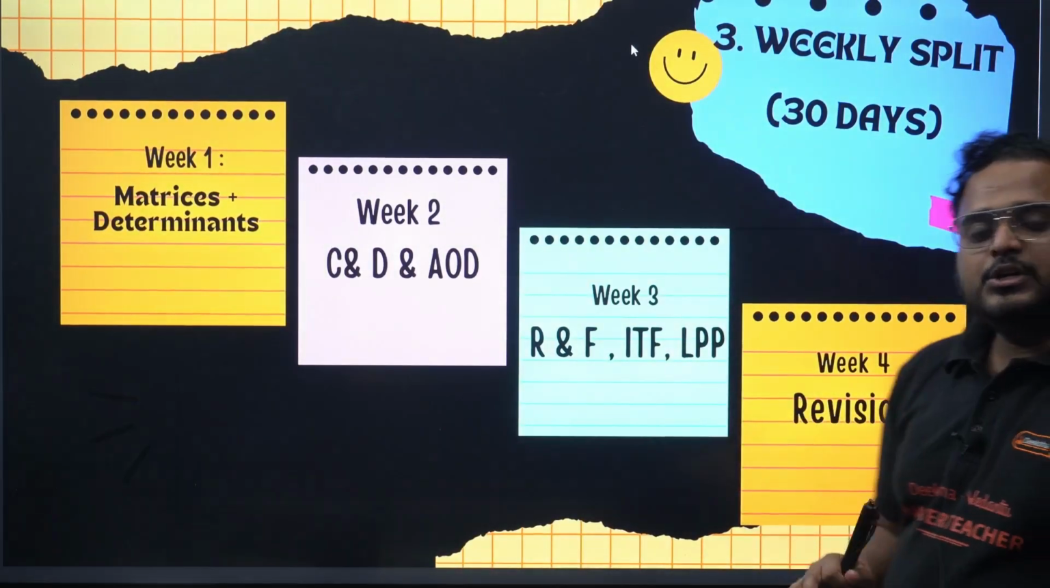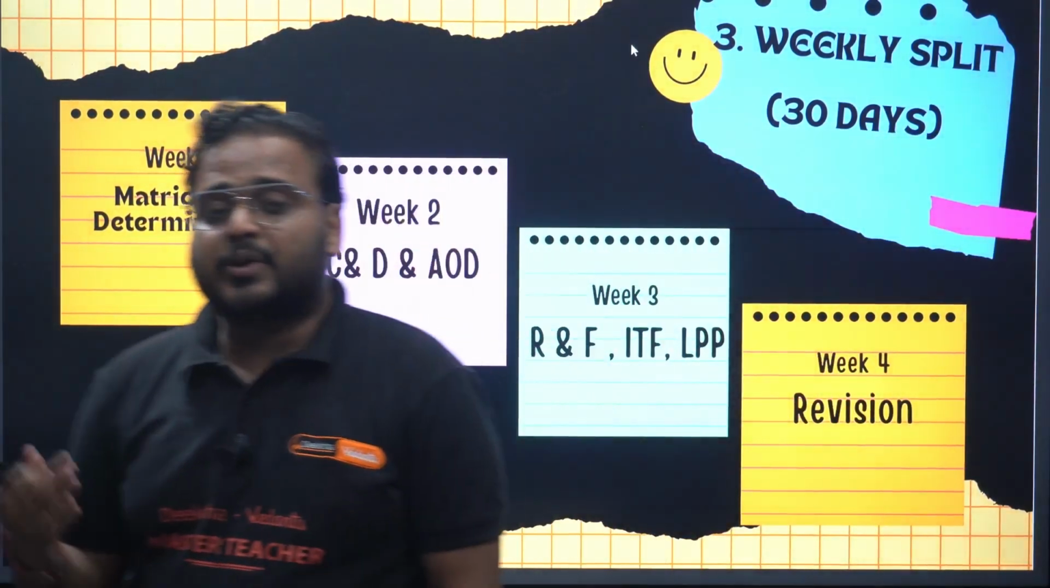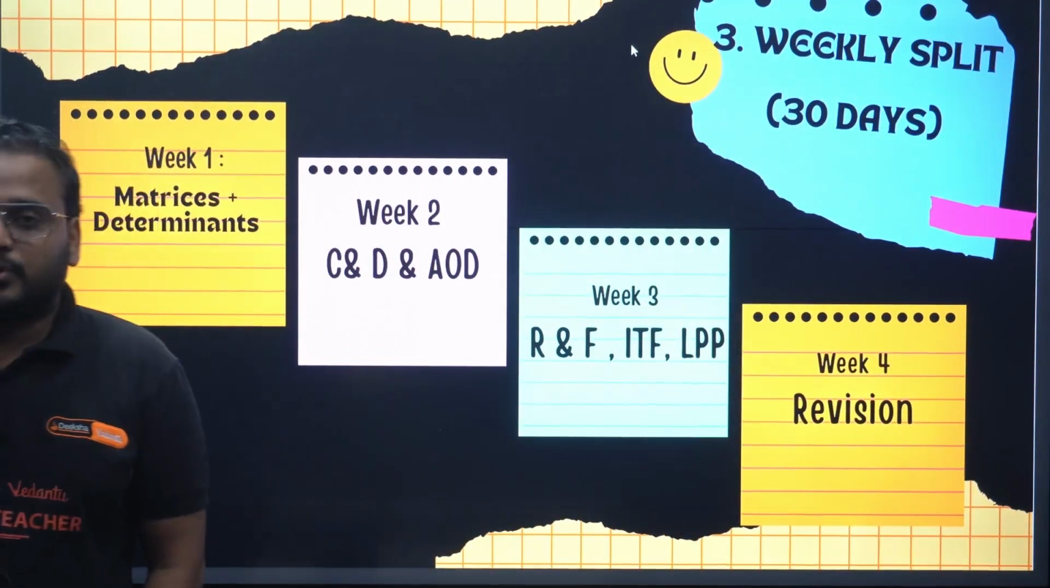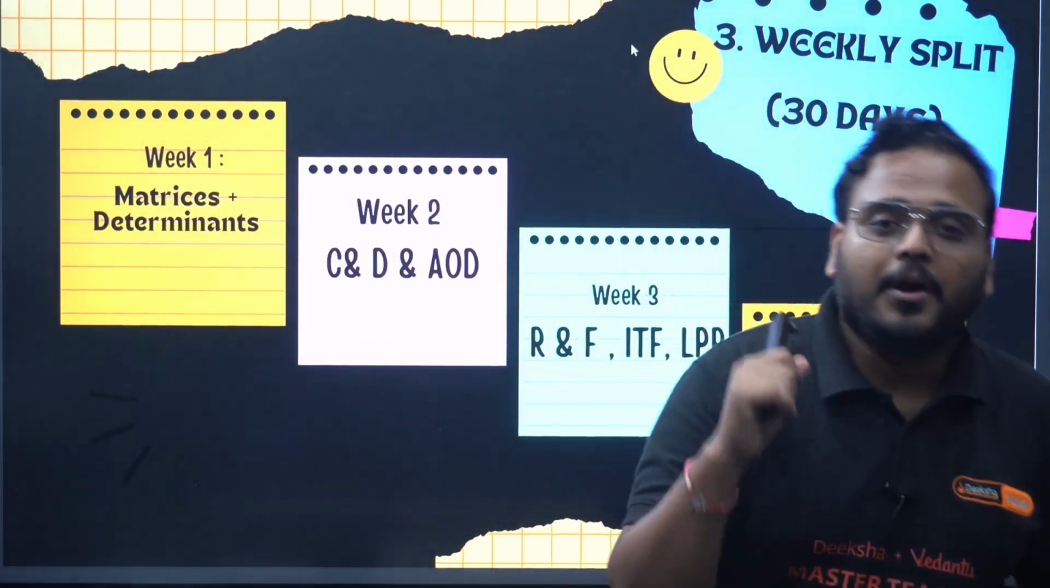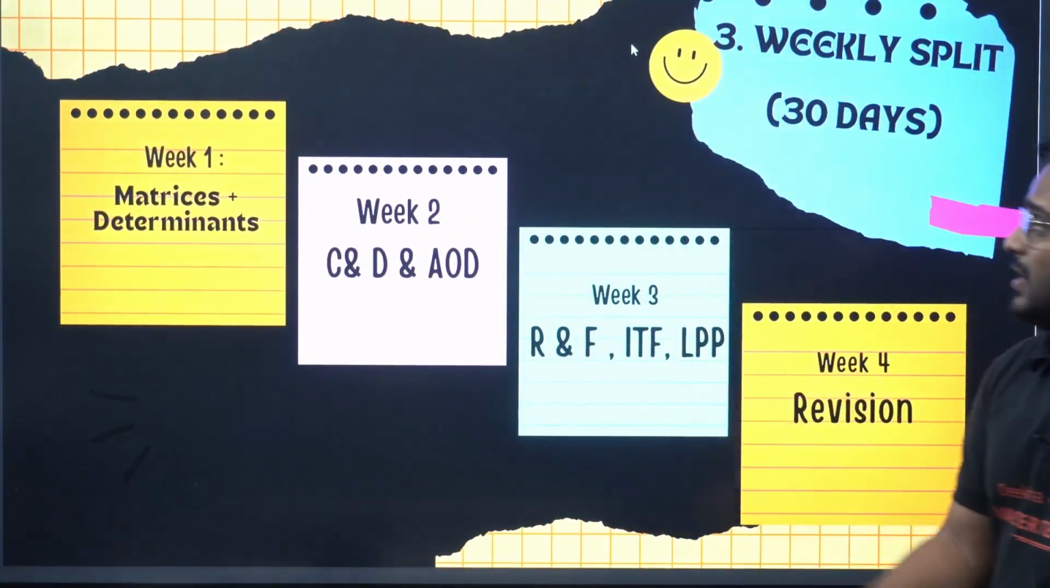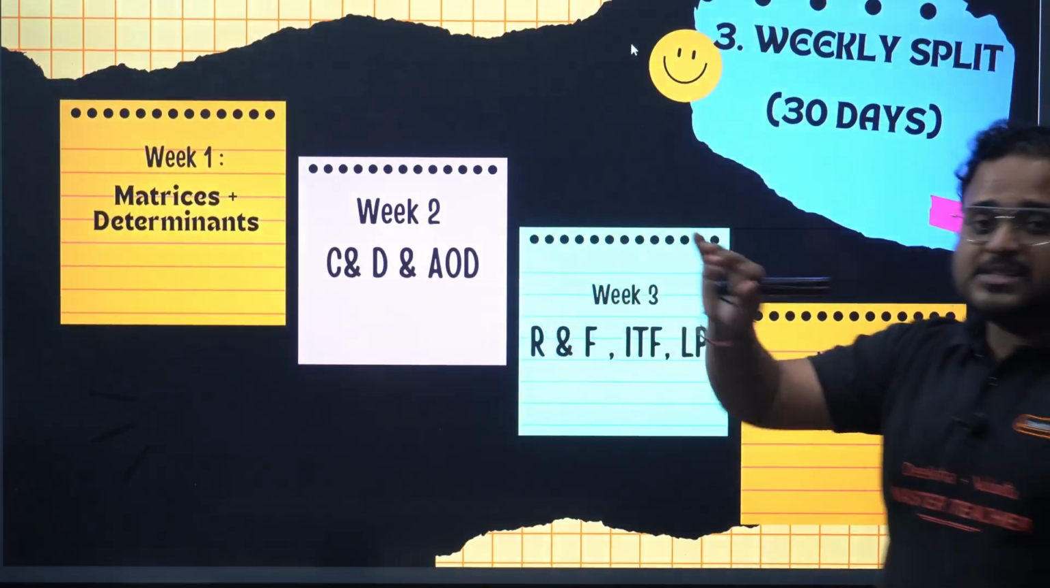Week 4 will be solely for the purpose of revision, doing marathons. We have so many things planned for you. Don't worry, just stay with us. I'm telling you, you'll end up with a very good score in your midterms. Okay, so this is your weekly split. 30 days means 4 weeks.